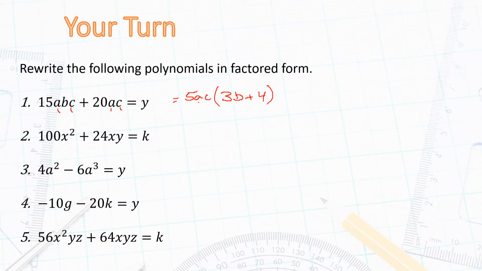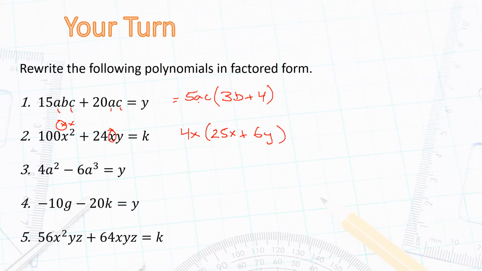For number 2, the greatest common factor between 100 and 24 is 4. So 4 times 25 and 4 times 6. X squared, remember, is x times x, so there is one copy of x in both of these. So we would say 4x is my greatest common factor, and then what's left is 25x plus 6y.